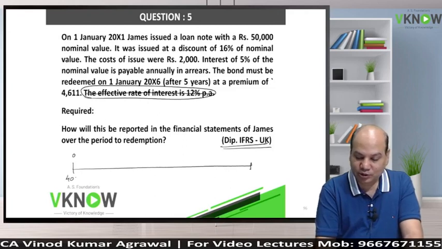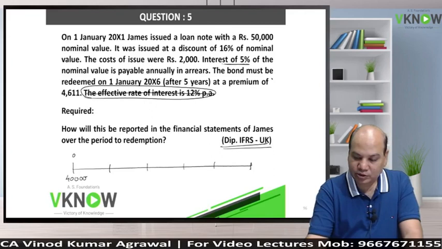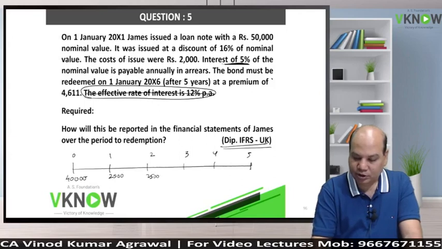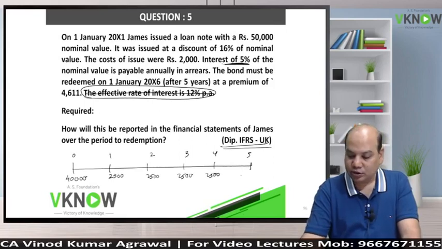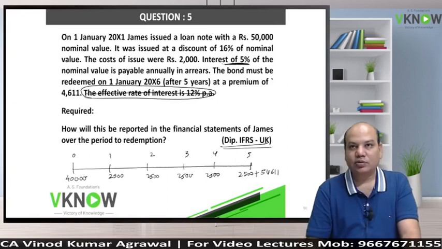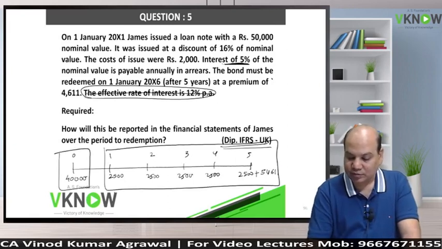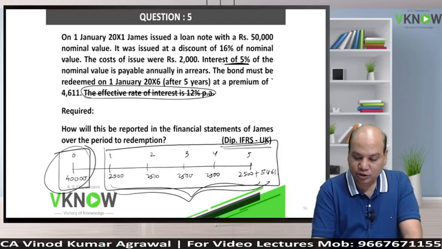Year 0 cash flow will be 40,000. For years 1, 2, 3, 4, 5, the future cash flow will be, your coupon rate is how much? 5%. So 5% of 50,000 is 2,500, and in the last year you have 2,500 plus 54,611. These are the cash flows. You have to find that discount rate at which the present value of these cash flows is equal to 40,000.